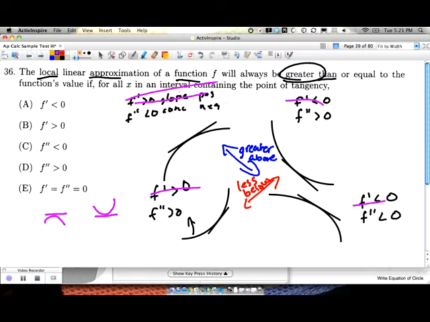It's just a tangent line and using that tangent line to approximate. So which one of these, if we're saying is greater, this one our tangent line is less. If we're concave up, it's less; if we're concave down, it's greater. So we want concave down, therefore we want f double prime less than 0. C.